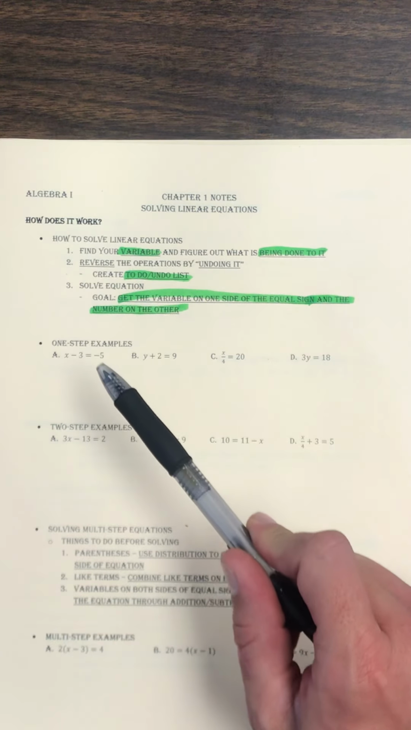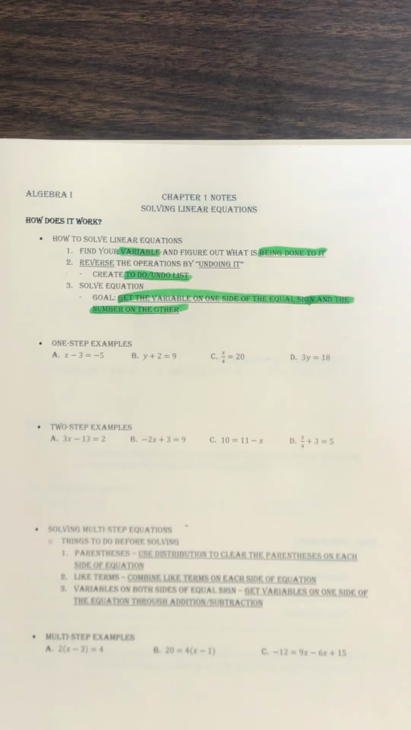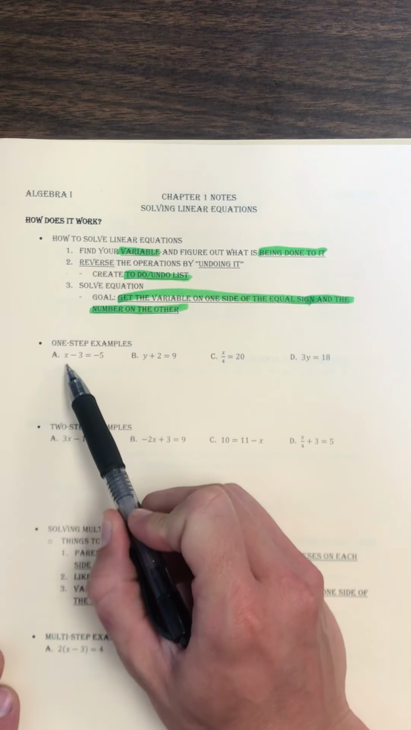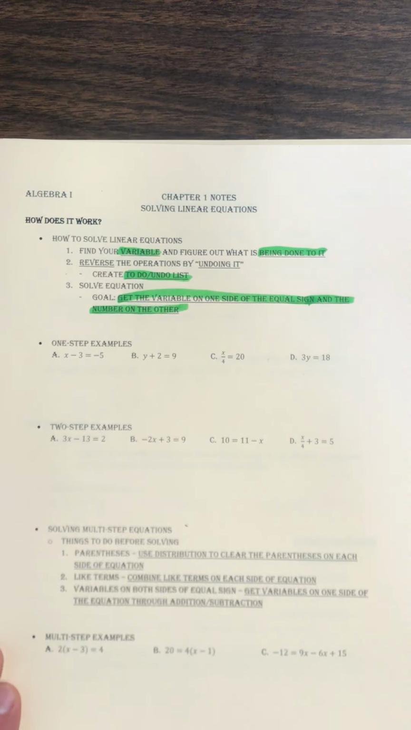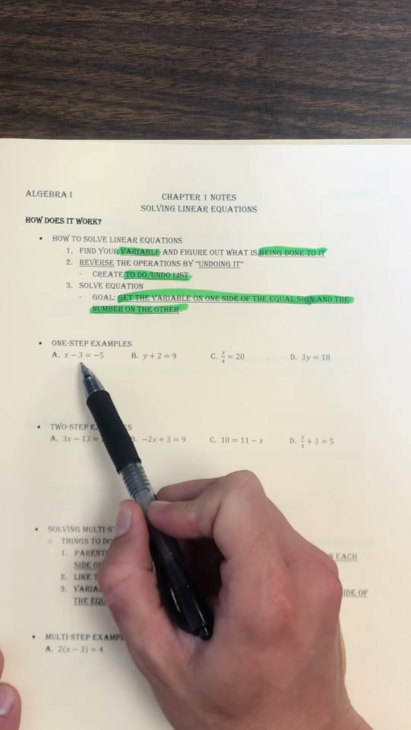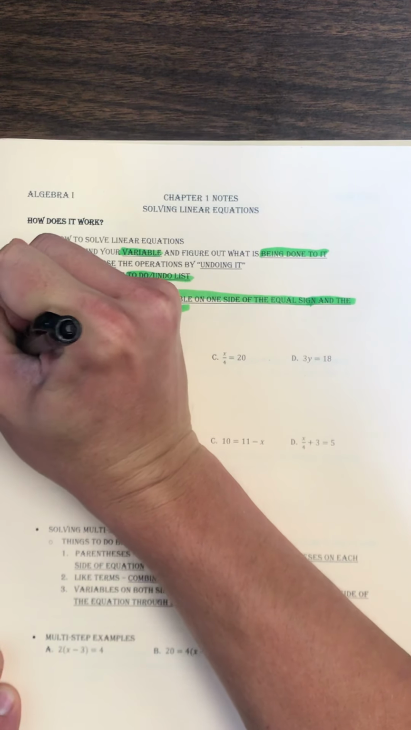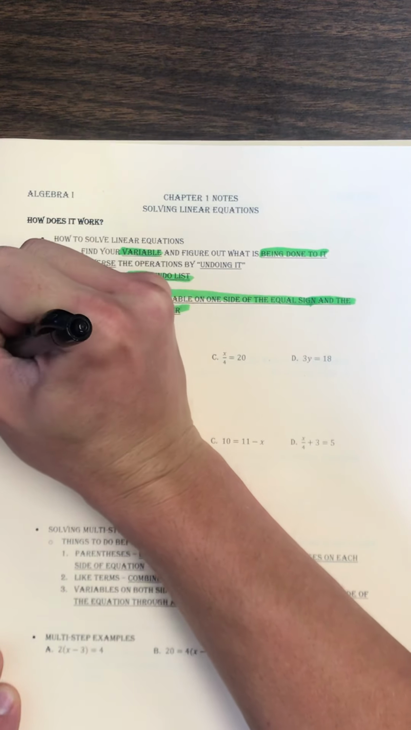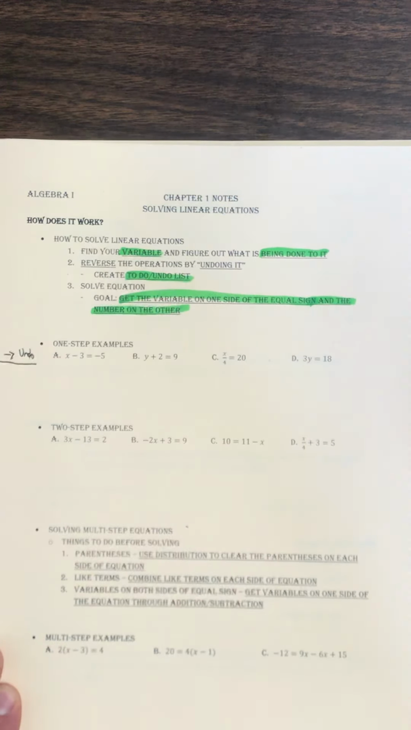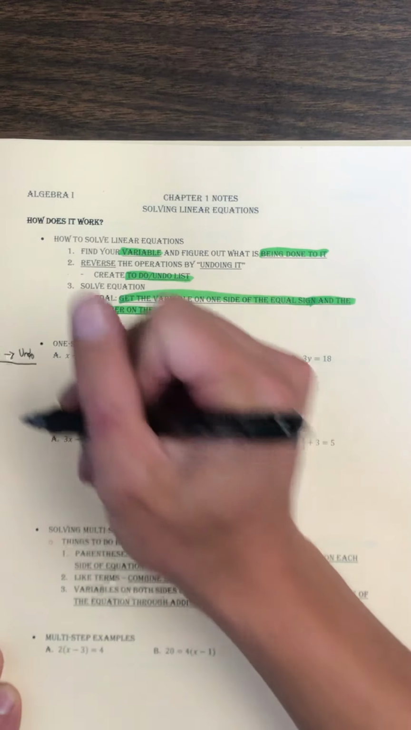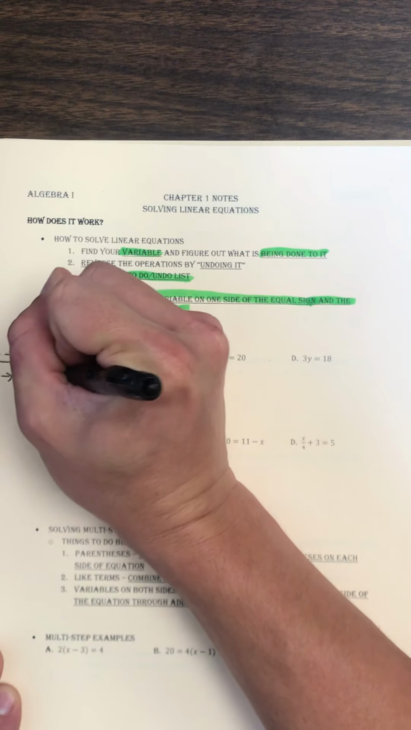So with example A, we have x minus 3 equals negative 5. So first thing I need to do is figure out where my variable is. Well, I see it here on the left side. All right, and now I need to figure out what's being done to it. Well, they are subtracting 3. So if I were to create my to-do-undo list, they are subtracting 3. Well, in order to undo that, we have to do the opposite. So our job would be to add 3.